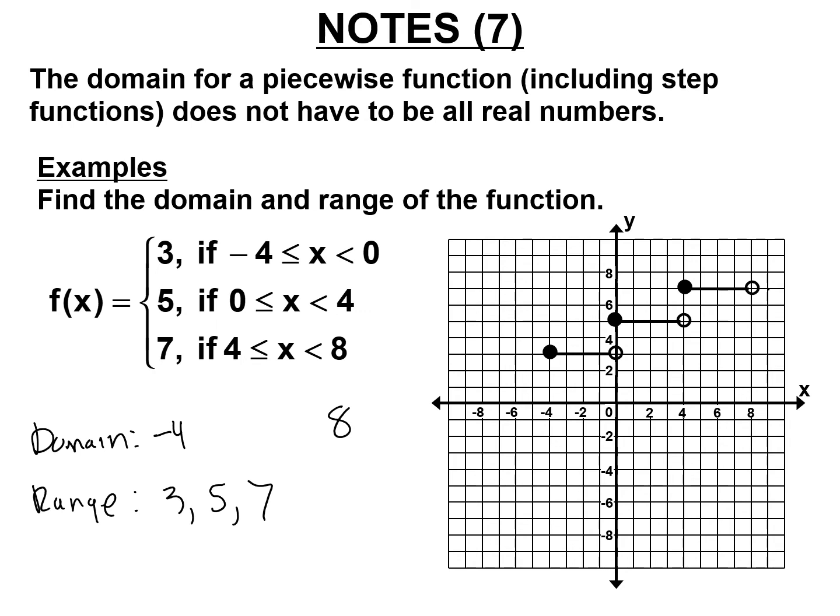Well, we have a closed circle, right? So this is like an and. It's in between, right? Even though it's in 3 different steps, x has to be greater than or equal to -4, or -4 is less than or equal to x, and x has to be less than 8. Domain and range.